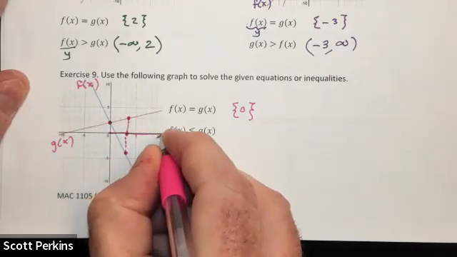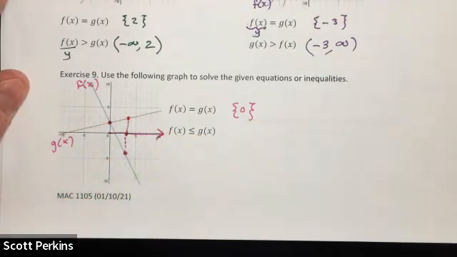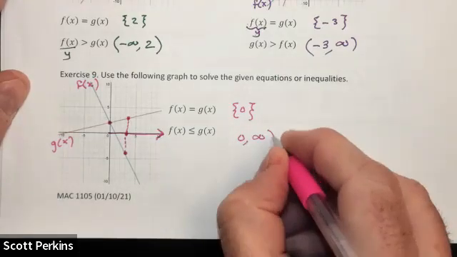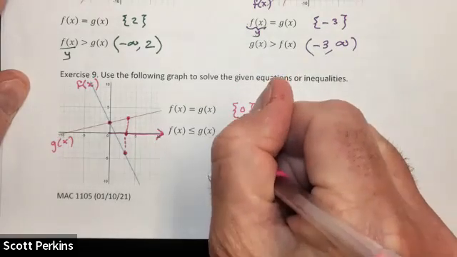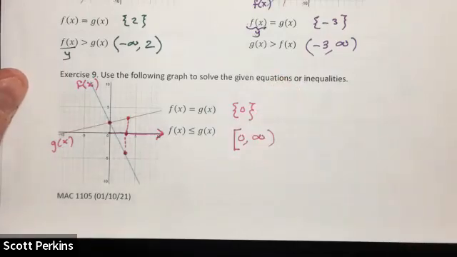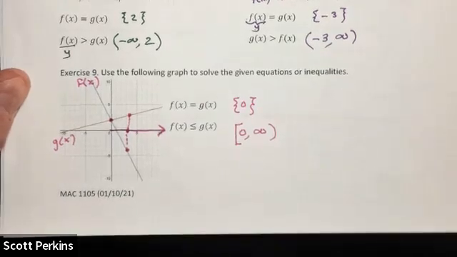So this is going to be my interval right here on the x-axis. That starts at 0 and goes to infinity. This time, though, what am I going to put at the 0 end of the interval? A bracket, because I do have an equal bar right there. So that changes that end of the interval. All right, that is the end of section 1.5.